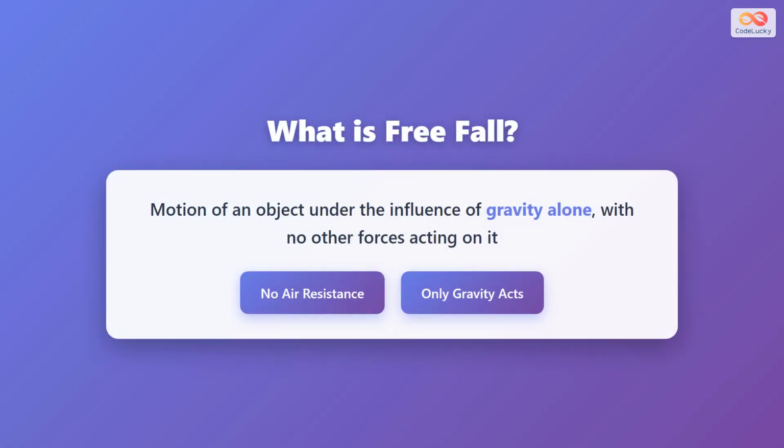Free fall is defined as the motion of an object under the influence of gravity alone, with no other forces acting on it. This means there is no air resistance pushing against the object, and gravity is the only force causing it to move. In ideal free fall conditions, like in a vacuum, objects fall without any opposition to their motion.